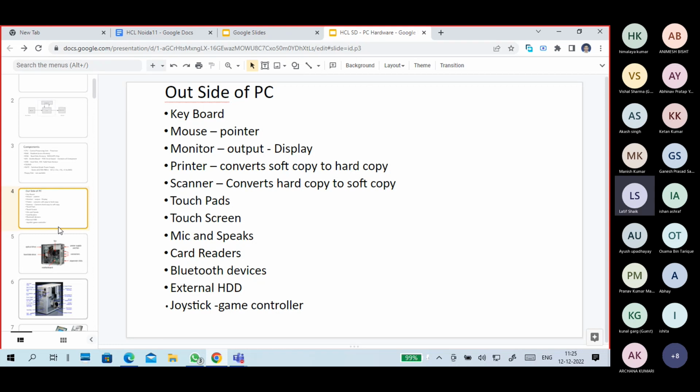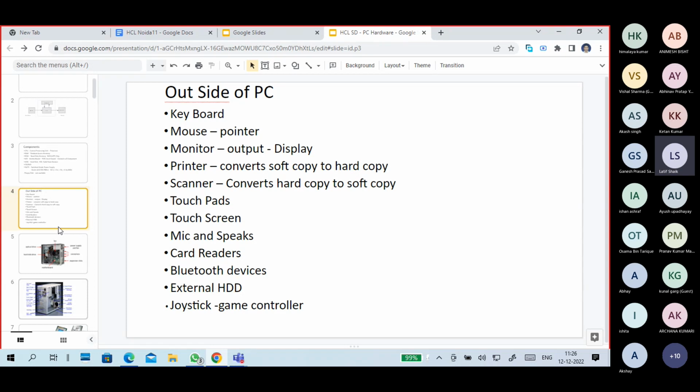Laptops have touch pads for pointing purposes, and touch screens for giving input directly through the display. Mic and speakers are for audio purposes. When you speak, the mic takes your audio signal, converts it into digital format and gives it to your processor. The speaker converts digital format to audio signal so we can hear from the speakers. Card readers: SD cards, memory cards. You can connect your card reader, or there may be built-in card readers in certain computers.